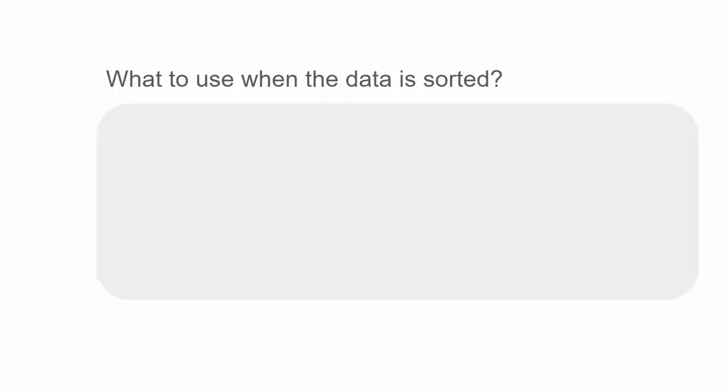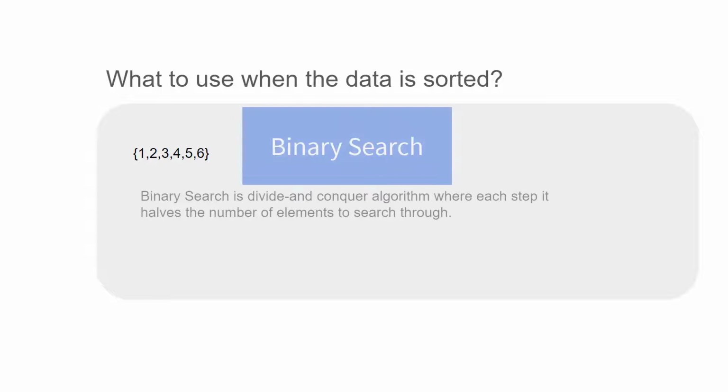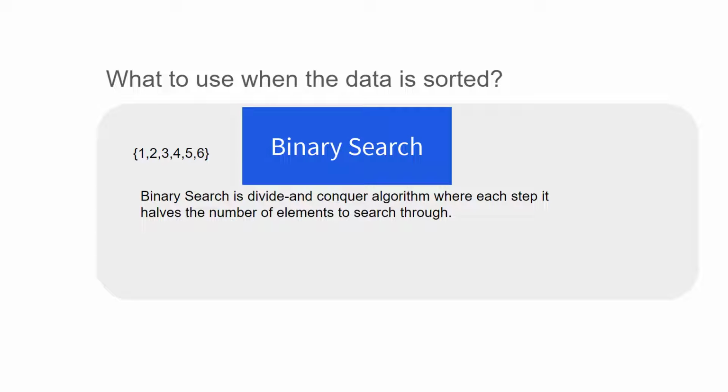What to do if our data is sorted? Let's say we have data. If it's sorted, then we can start at the middle and work towards the beginning or the end of the array, depending on where the item is located. And if this happens, we can use something called binary search. Binary search is a divide and conquer algorithm where at each step it halves the number of items to search through.